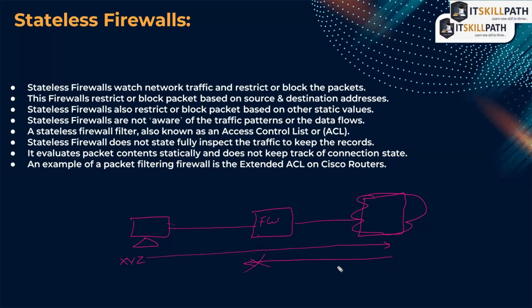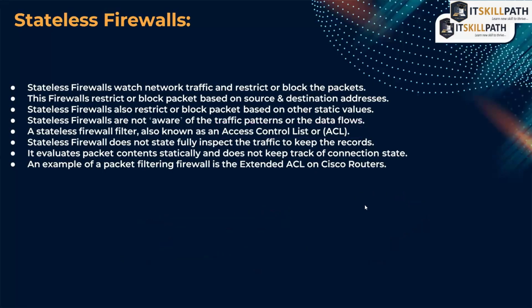So in that case, we have to allow the policy in both directions. Earlier, like ACL in Cisco, you had to create an access control list. That is an example of the stateless firewall, which is not maintaining any kind of state. That is called a stateless firewall. Any query?